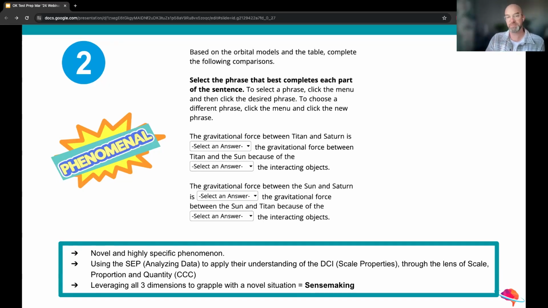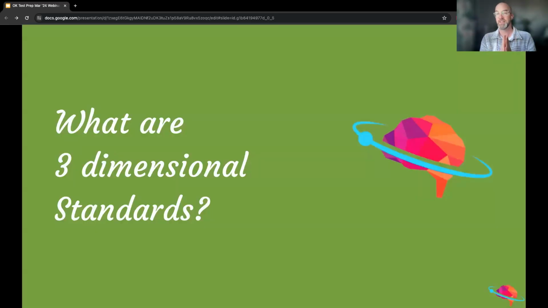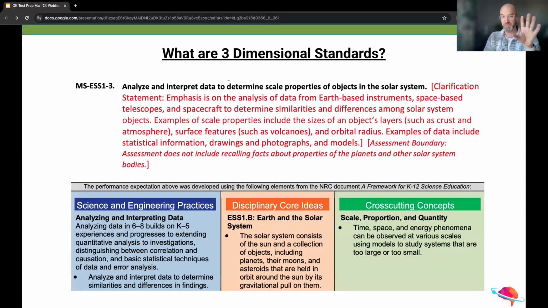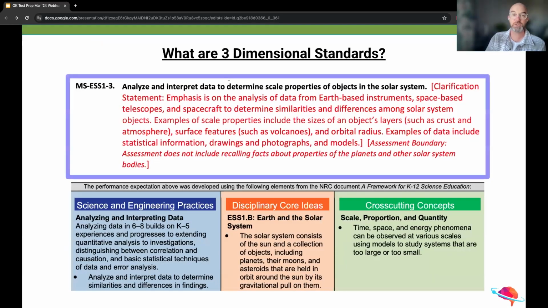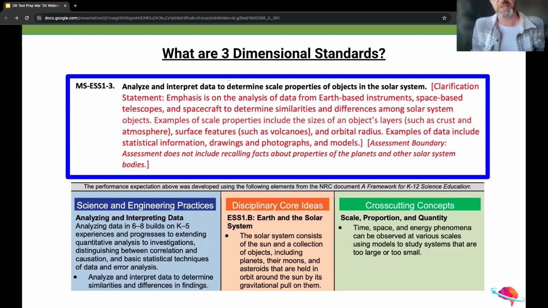And maybe I'm more dense than most, but that's a scale, proportion, quantity type of question. So let's talk about what three-dimensional standards are to begin with. So this puppy right here is a three-dimensional standard. This is a performance expectation. And most specifically, the performance expectation part is at the top, where we expect this performance. Students analyze and interpret data to determine scale properties of objects in the solar system.